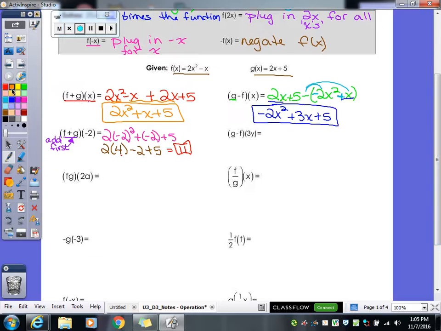So again, in our one next to it, it's telling us to do g minus f first, but didn't we already figure this out? We did. So what are we going to plug into it? 3y. So I'm going to look up here. I'm going to plug in 3y. So -2 times 3y squared plus 3 times 3y plus 5.